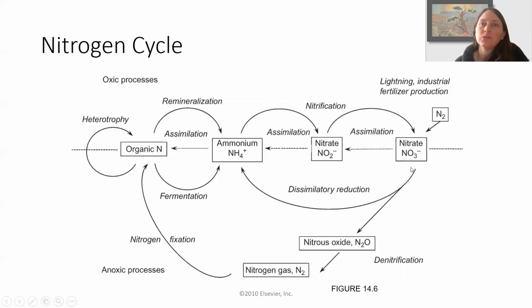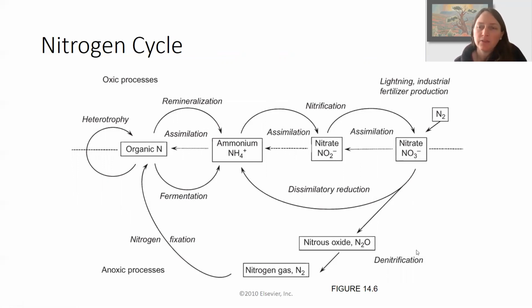And so you can reduce nitrate back into ammonium if you're a nitrate reducing organism. You can ferment organic nitrogen into ammonium if you're a fermenting organism. And then nitrogen gas can be fixed into organic nitrogen by nitrogen fixing bacteria.